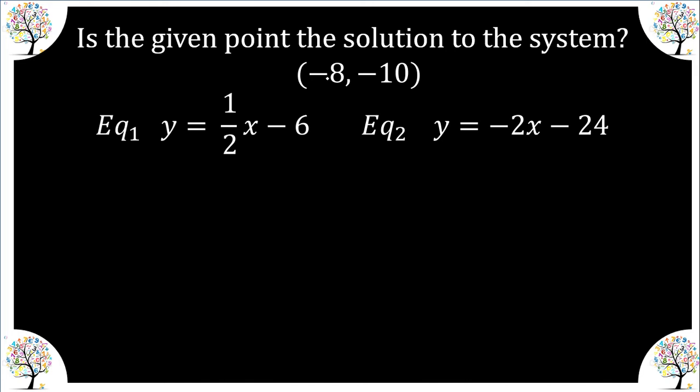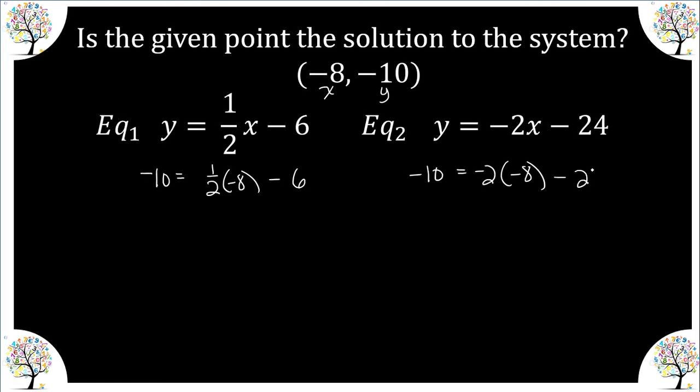Now, here we have a point, negative 8, negative 10, and we are asked, is this the intersection of these two lines? So the way we're going to test this is we're just going to substitute negative 10 for the y's, negative 8 for the x. Let's evaluate equation 1. Half of negative 8 is negative 4. We get negative 10 is equal to negative 10. That is true. So I do know that negative 8, negative 10 is part of this line.